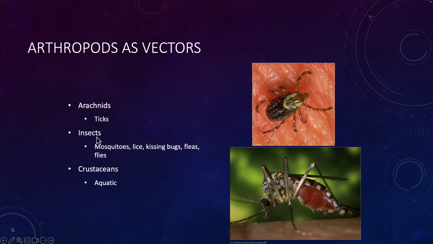We also have insects. Insects are very common biological vectors. In general, insects have 6 legs in their adult form of their life cycle. They have 3 body parts: a head, a thorax, and an abdomen. And they may have 0, 1, or 2 pairs of wings. So those are the general differences between an arachnid and an insect. But commonly we just call them all bugs.